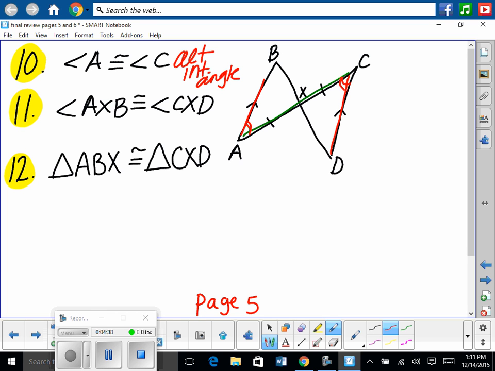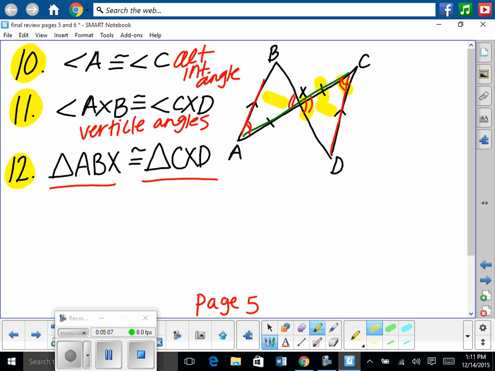And then it also says angle AXB, so that would be that angle, is equal to angle CXD. So that would be that angle. Why are those angles equal? Because they're vertical angles. They're straight across from each other, they're vertical angles. So by what information do we know that this triangle is congruent to this triangle? Why are these two triangles congruent? What information are we given? We're given an angle, then a side, then an angle. So it's going to be by angle, side, angle.